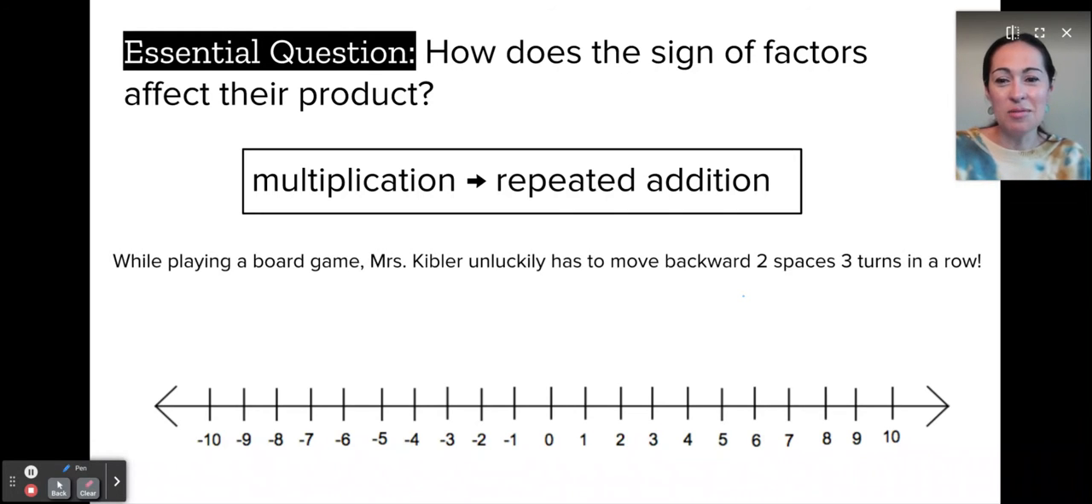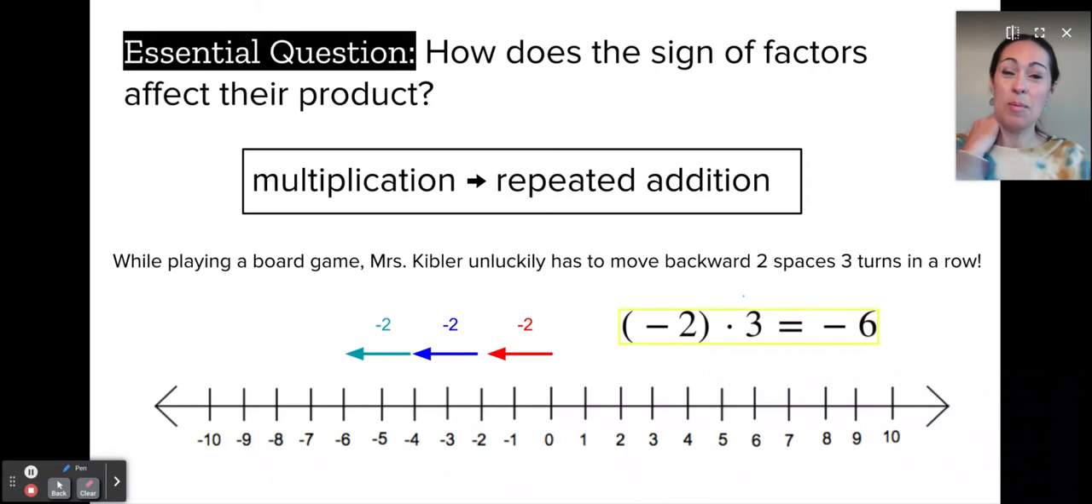So here's a scenario. While playing a board game, Mrs. Kibler unluckily has to move backwards 2 spaces 3 turns in a row. Backwards 2 spaces would be a -2. So think about -2, and then another -2, and then another -2. In multiplication, we could write this as -2 times 3. And you can see that we end up at -6.